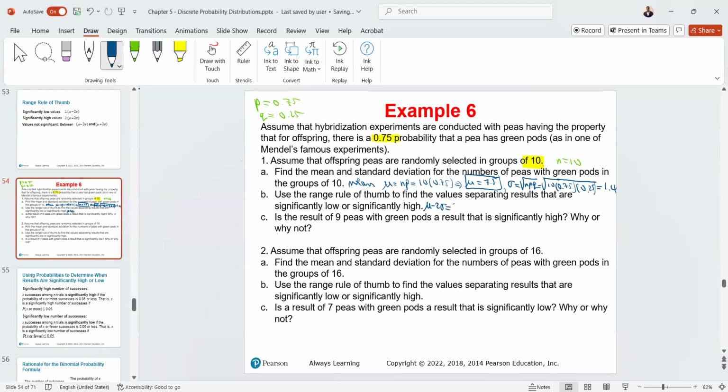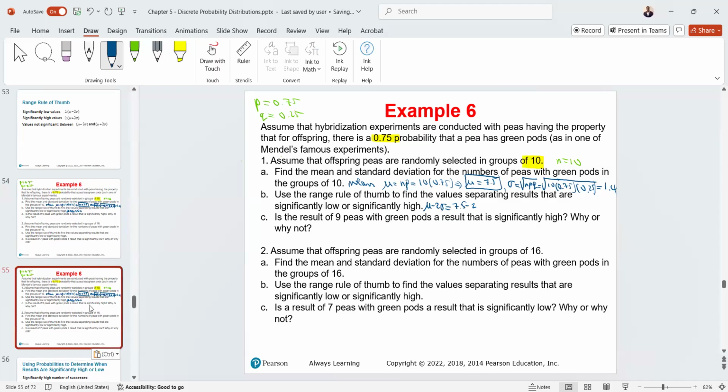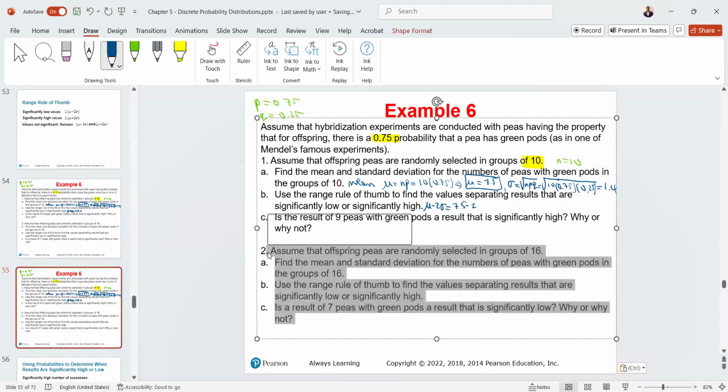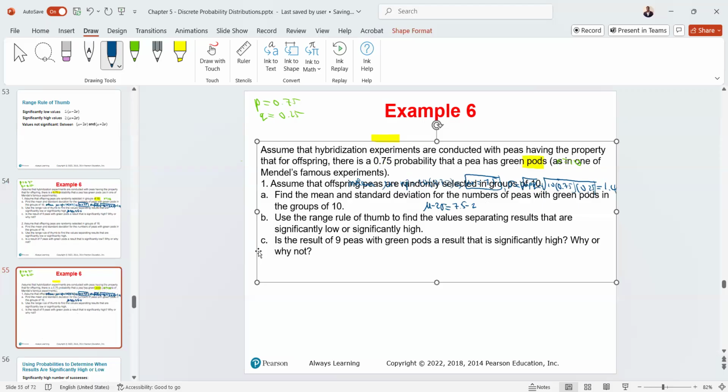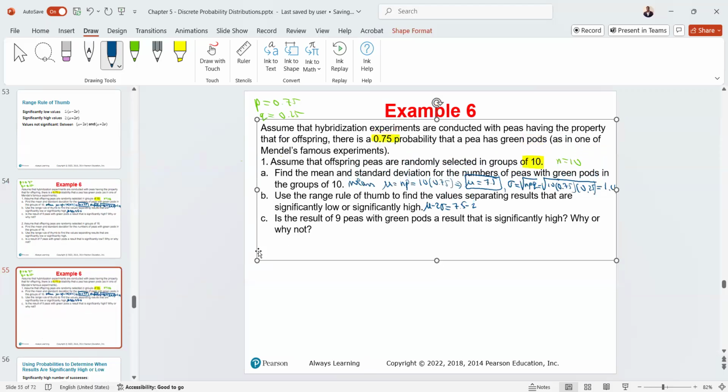That means 7.5 minus 2 times... You know what? I need more space. Let's do it the other way around. I'm going to just copy, paste, so I have enough space to do it. All right. So I'm going to keep it this way, okay?